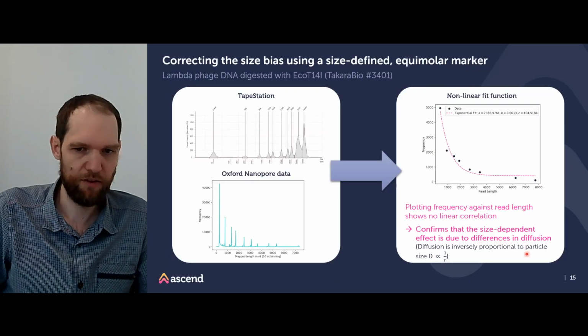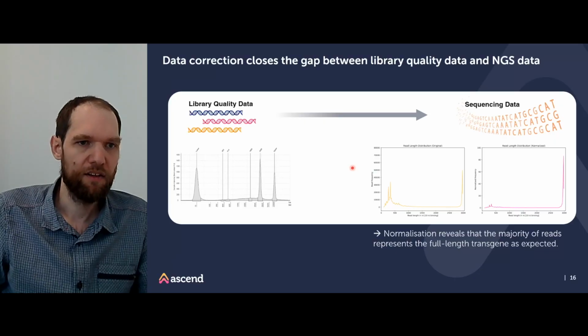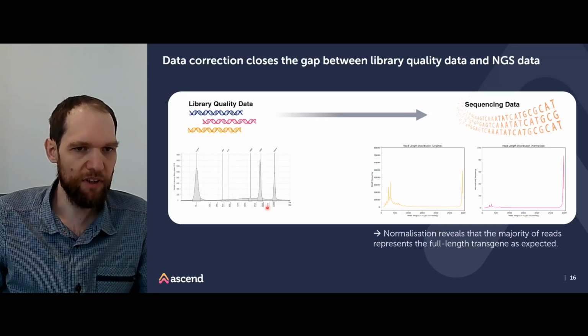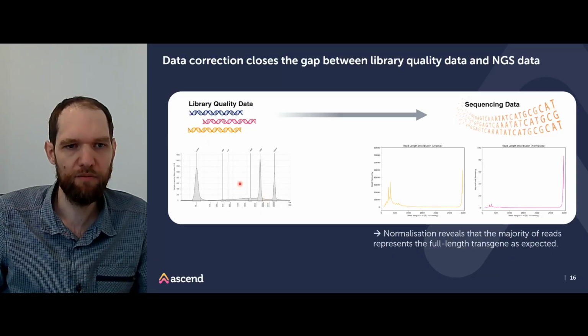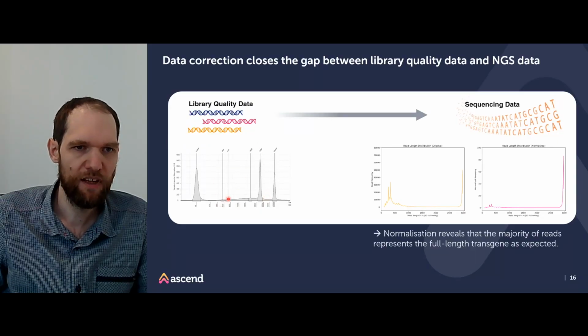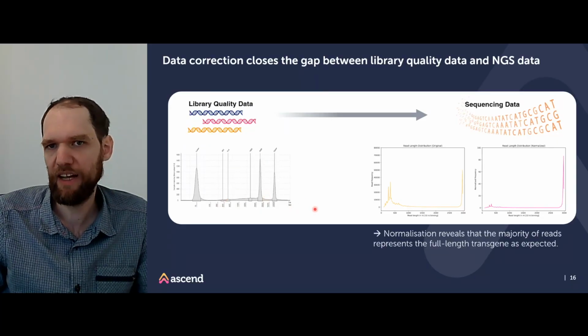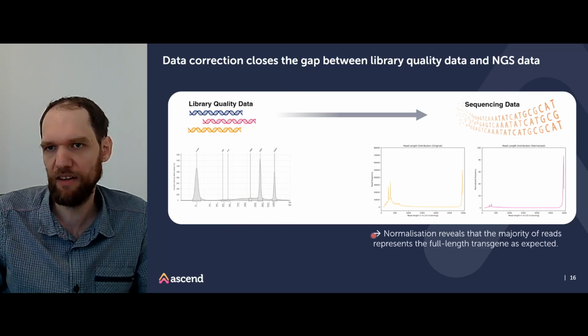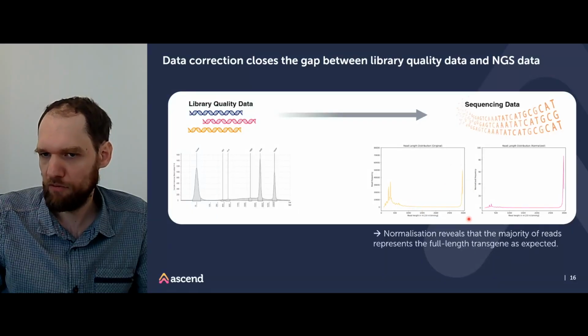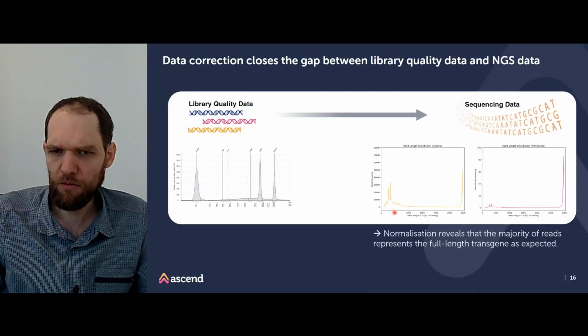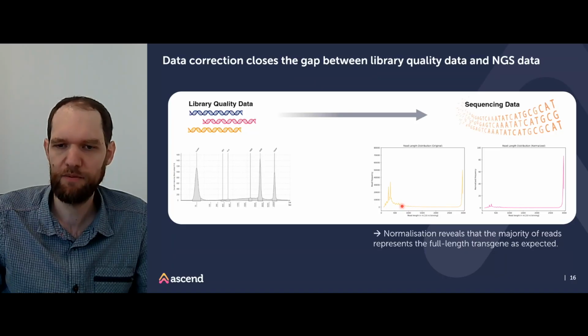So how does it look now with real data? If we take library quality data of a really great library, we have a very dominant full-length peak and some shorter fragments, we can really now bridge the gap between these quality data and our NGS data. Because the raw data that comes out of the run shows the dominant full-length peak, but also many more short fragments shorter than 500 nucleotides than expected.